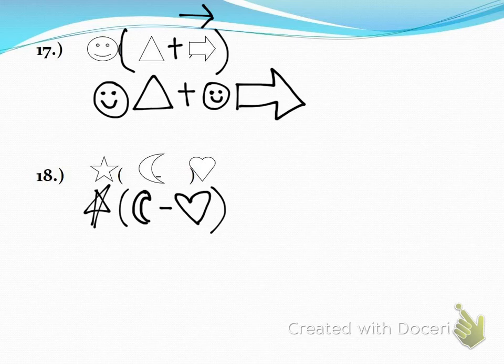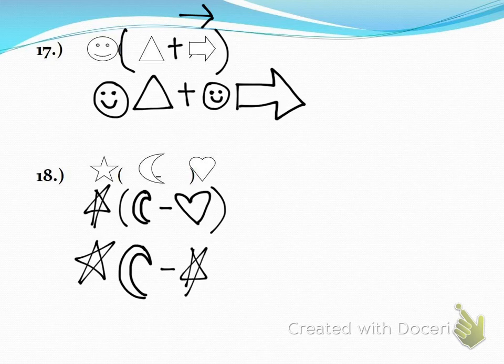On 18, what are we distributing? The star. So we're going to have star times what? The moon. A little crescent moon here. Minus, what would come after that? Star times the heart. I know these are a little more abstract, but they do still show the distributive property happening.